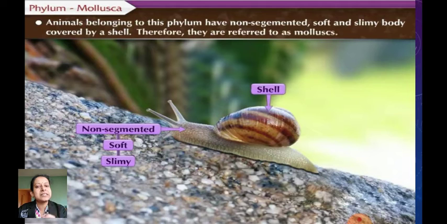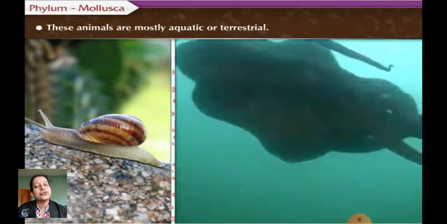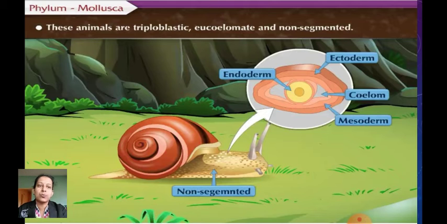Fine. Now, since they are soft and slimy, they are referred to as mollusks. Mollusk means soft and slimy, and therefore the name of the phylum is Mollusca. Let us see what are the other characters of these animals. If we talk about habitat, they are found mostly in aquatic or terrestrial habitat, and if they are in aquatic habitat, mostly they are found in the marine waters.